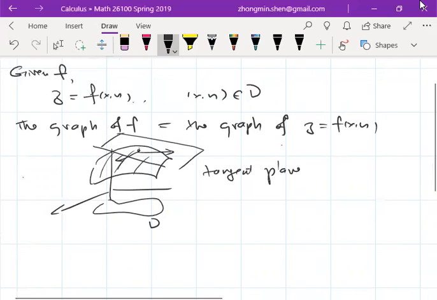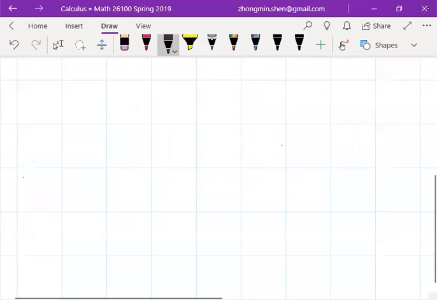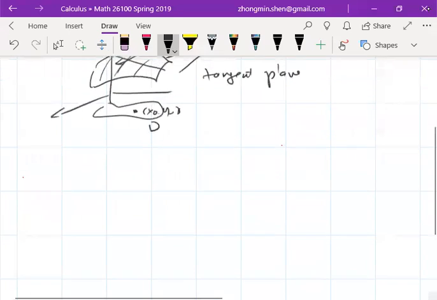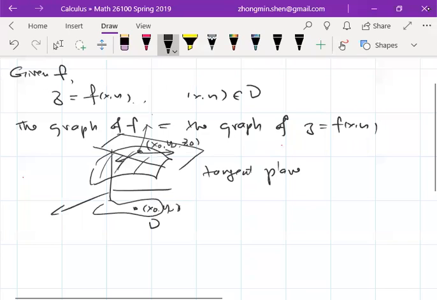If this is a point x naught, y naught in the domain, then you have the point x naught, y naught, z naught. This is the point on the plane. So I have to find a normal vector, n. If I find a normal vector, I can find the equation of the tangent plane. The normal vector will be the cross product of two tangent vectors, because the normal vector is perpendicular to all the tangent vectors to the surface.